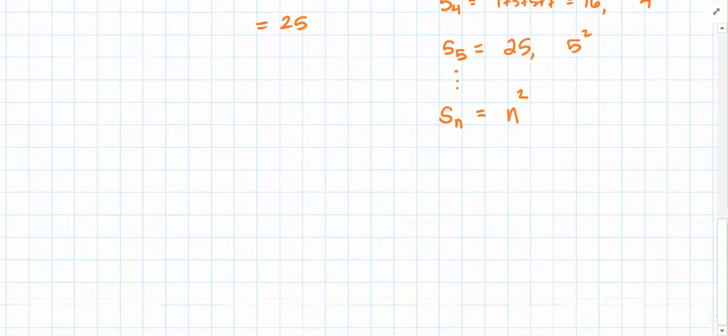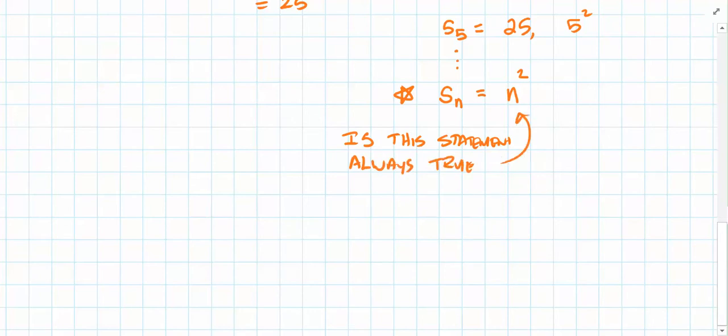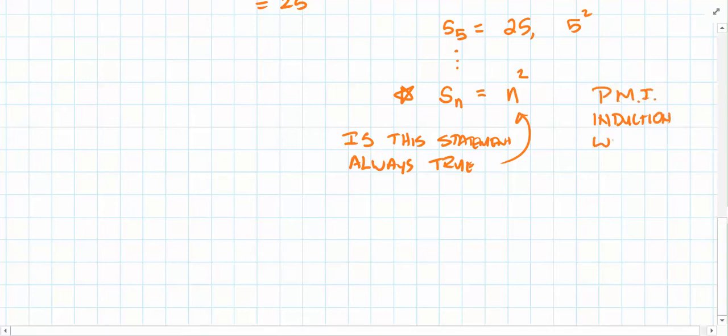Okay, and this is where things become fun for us. So I'm going to put a little star right here. So the question I have for you is this. Is this statement always true for the sequence that I have laid out? Is this always true? Induction, or PMI, the principle of mathematical induction, will vouch for this.